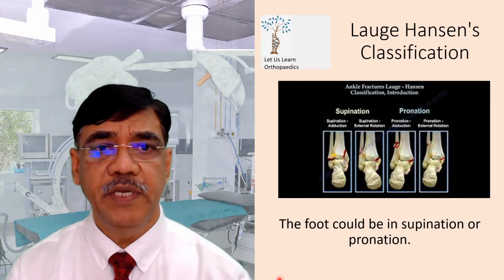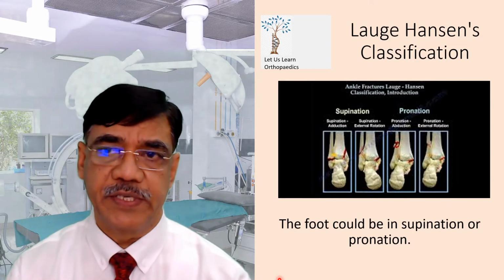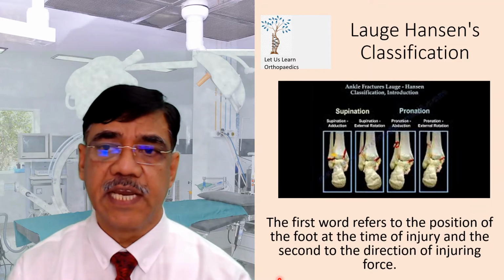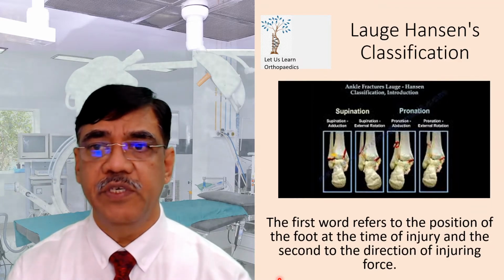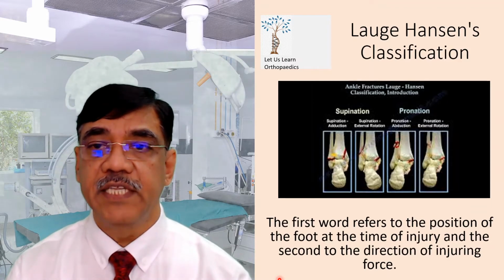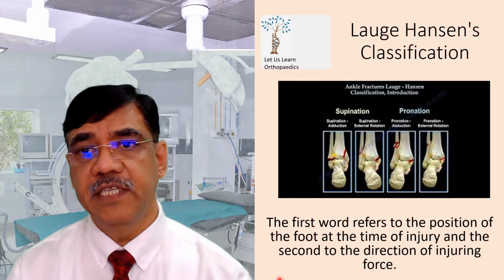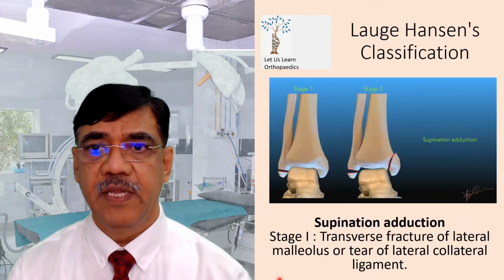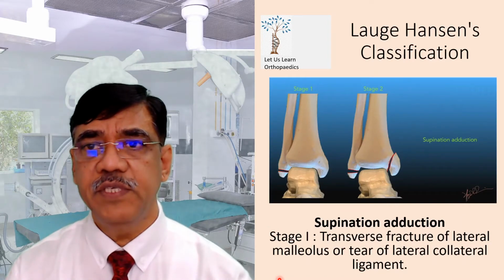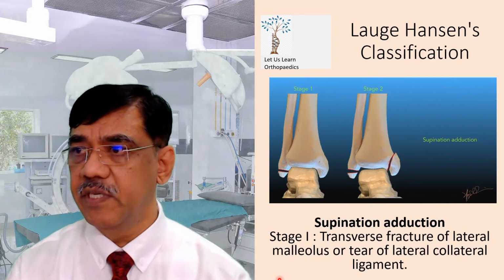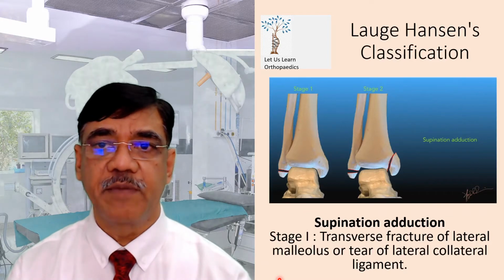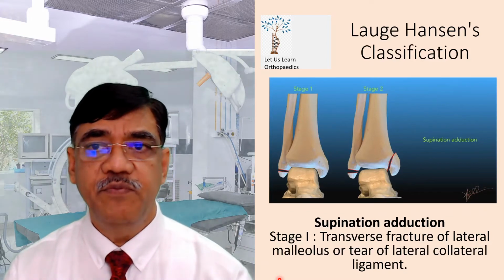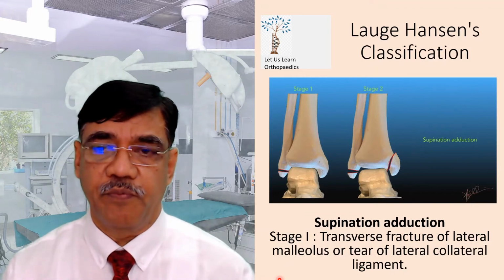The foot could be in supination or pronation. The first word in Lauge-Hansen's classification refers to the position of the foot at the time of injury, and the second to the direction of injuring force. So the first one he described is the supination adduction type of injury. That is, the foot was in supination and the force was the adduction force.